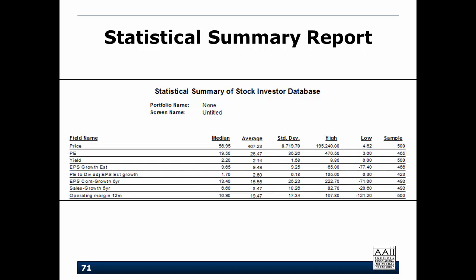Amongst the 465, that's what I left till the end, you have the sample column at the far right of the report. This tells you how many of the companies that were in your active set have a valid or non-null value for whatever data field you're looking at. So in this case, of the 500 companies, only 465 actually had positive trailing 12-month earnings that would have given them a non-null PE. So of the 465 companies that had positive earnings over the last 12 months, again, the median was 19.5 and the average was 26.47.